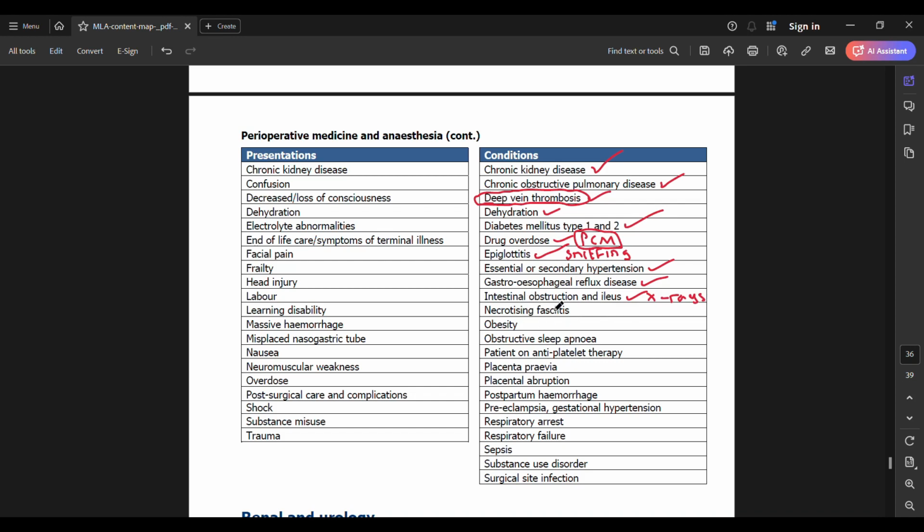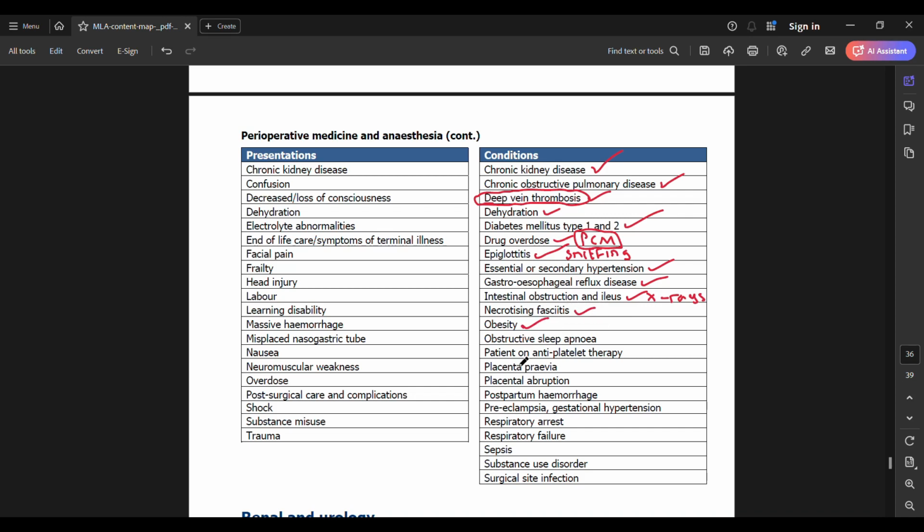And know how to explain this to the patient as well. Necrotizing fasciitis. This is something that they might show you a picture of, right? I haven't seen this show up in your OSCE stations as much, but definitely look at pictures, know how the patient is going to present, know how to counsel the patient.